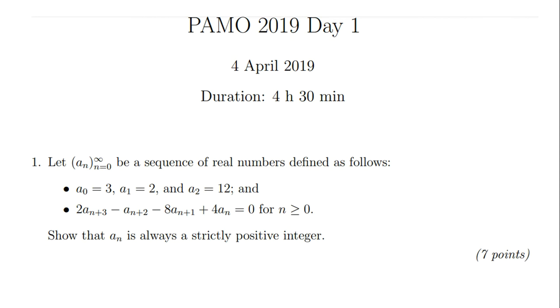Of course, these are called the initial conditions, and we have a recurrence relation: 2a_{n+3} - a_{n+2} - 8a_{n+1} + 4a_n = 0 for n greater than or equal to 0. Show that a_n is always a strictly positive integer. Of course, a0, a1, and a2 are already positive integers, so we need to continue the proof that a3, a4, a5, and so on are also positive integers.